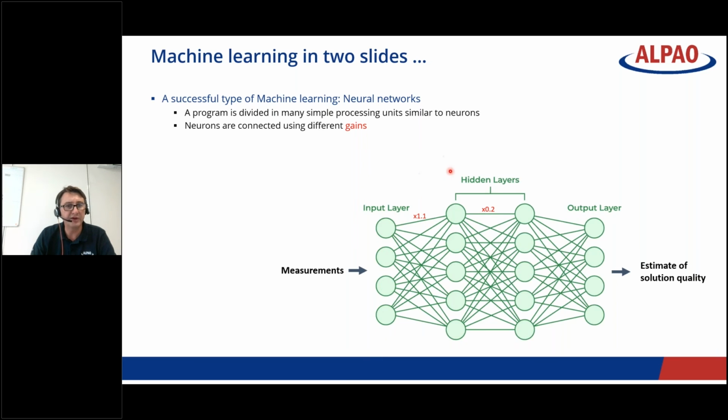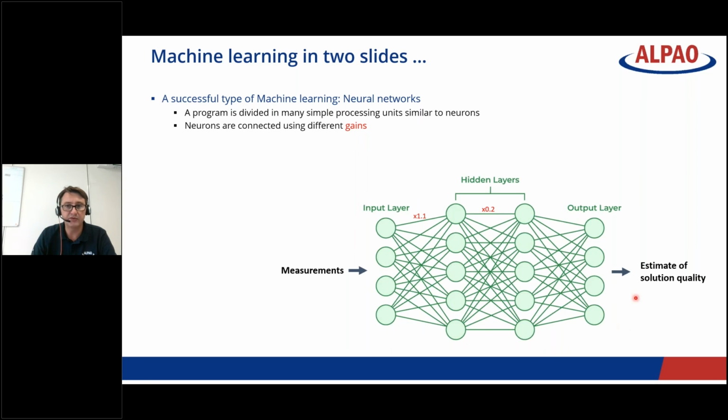So you have this kind of layer approach. And when you say deep learning, it just means that you have a number of layers. Of course, you have to put some measurement at the input layer because there is no other layer before. And of course, you need to use the output. In our case, the output will be considered as a solution to your problem.